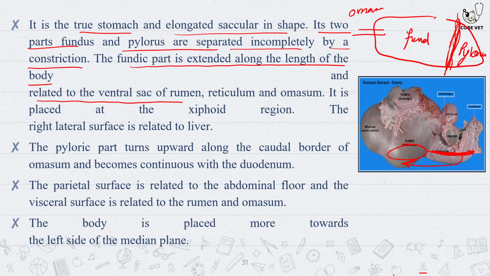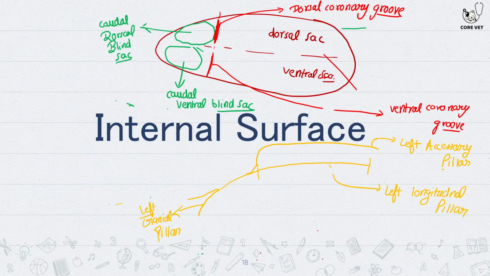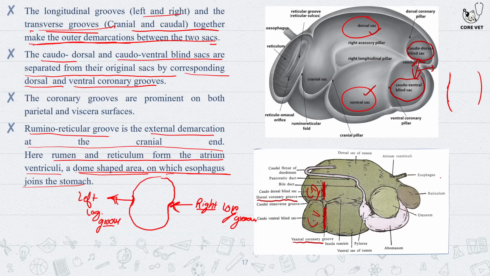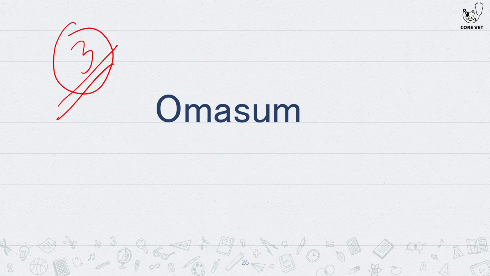When we place it, the normal positioning is not like this. The normal positioning is like what? I'll show you. Yeah, like this. So this is the abomasum right over here. The abomasum is curved backward also and is in relation with the ventral sac of the rumen. I hope through this image you are clear.